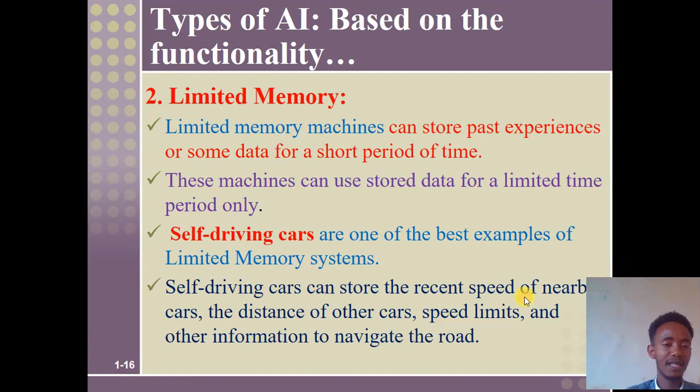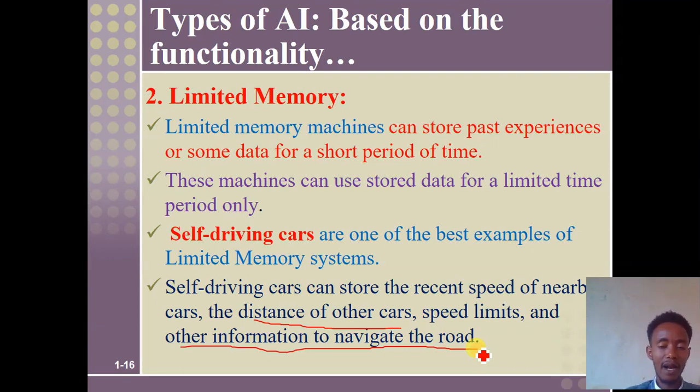For example, self-driving cars are able to store past experiences or some data for a short period of time in order to detect the motion of the cars around them, and also the speed of the other cars around it. So self-driving cars can store the recent speed of nearby cars, the distance of other cars, and other information to navigate the road safely.